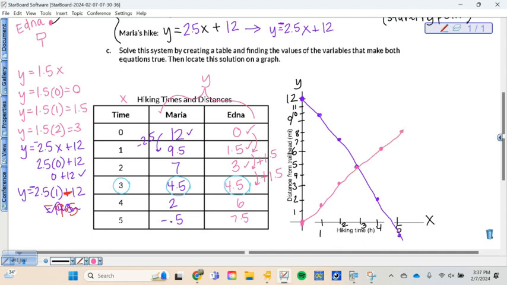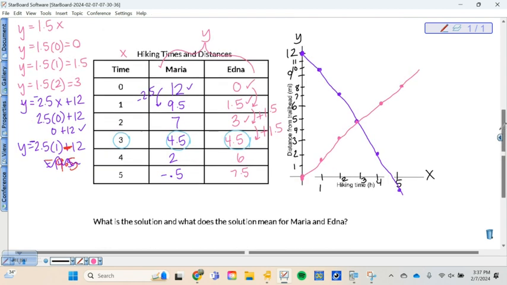We've really already talked about this already, but I want you to answer that question underneath. What is the solution, and what does it mean about Maria and Edna? Your solution should be an ordered pair, X and Y. And what does it mean for Maria and Edna? You should talk about distance, and you should talk about time. Okay. And then when you finish that, you can flip over to the other side and keep working on that. I'm going to come around and check this part in a minute, and then I'll get you started on the back and help you out a little bit. Okay?